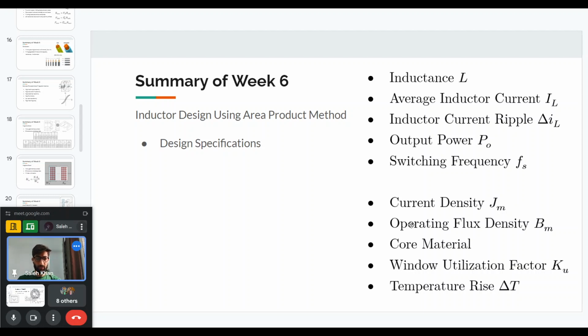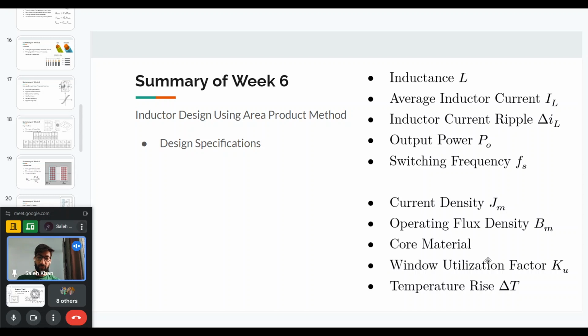We can also have an operating flux density. So this will be usually slightly lower than the saturation flux density of the material, because we want to use the material as much as possible. So we will go very close to the saturation, but not exactly to the saturation. We will have some room in case there is a transient, so that the flux density goes higher than our operating flux density. So it will be close to but smaller than the saturation flux density. And that will also depend on the core material. So we have to choose a core material beforehand.